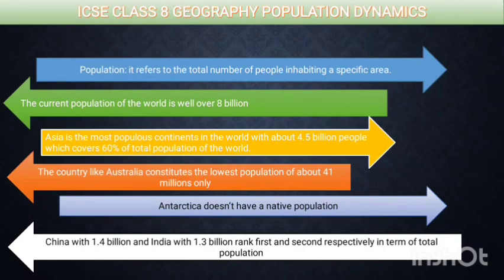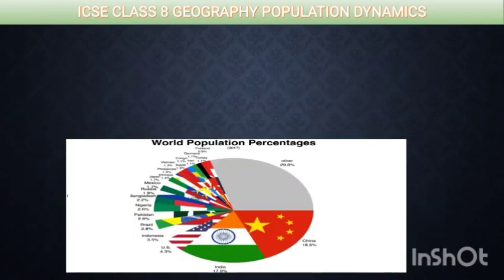But according to the latest data, India is the most populous country. But according to the 2011 census, China is the most populous country. Because the latest census data is not published yet, we will consider China as the most populous country according to the 2011 census. See, this is the world population percentage. 18.5% of the total population of the world belongs to China. Next, 17.9% belongs to India.